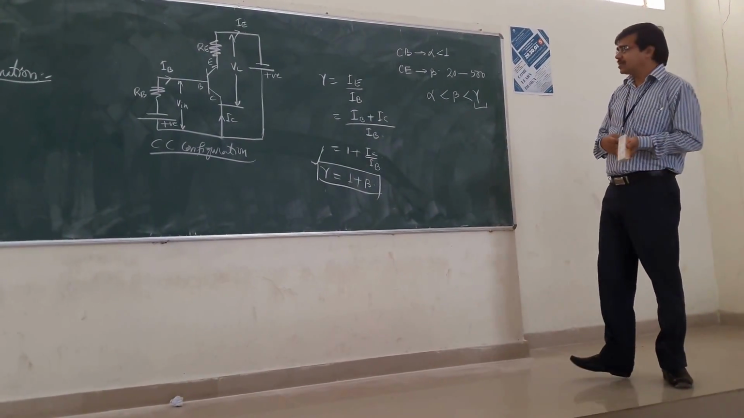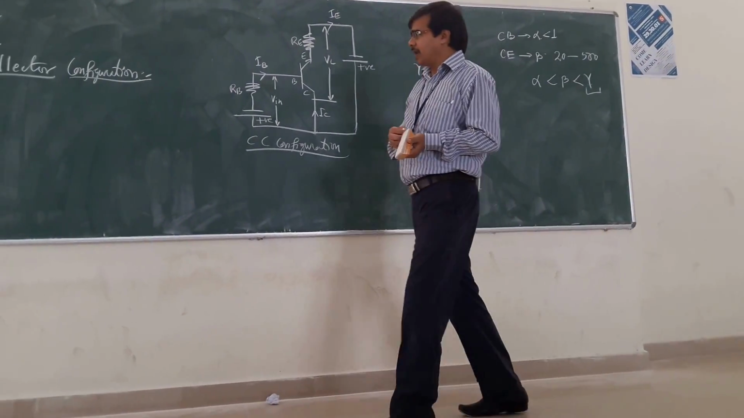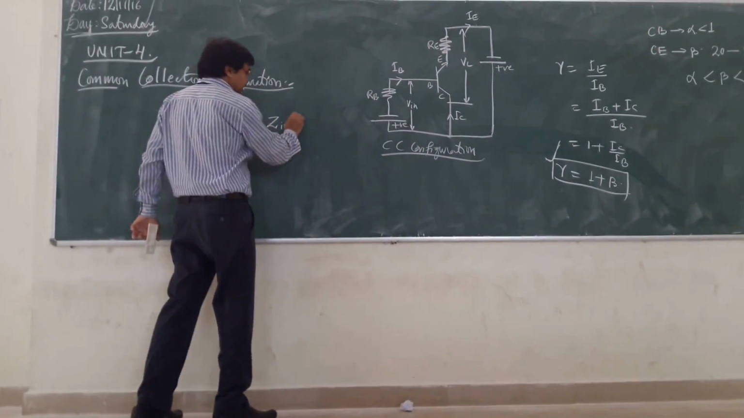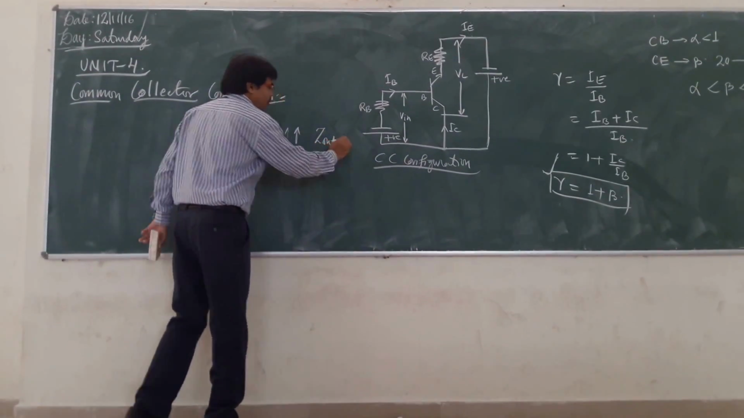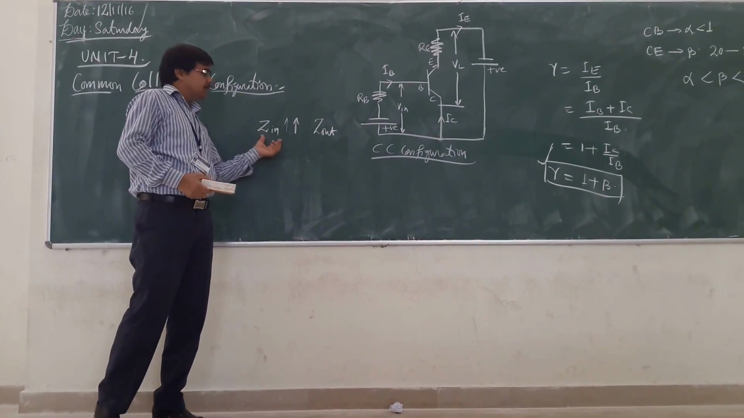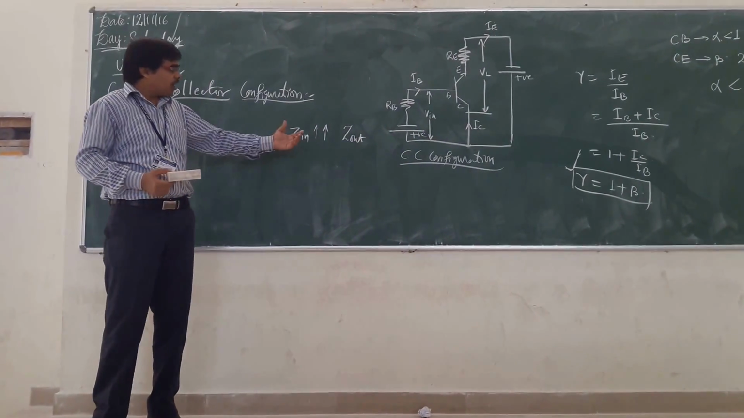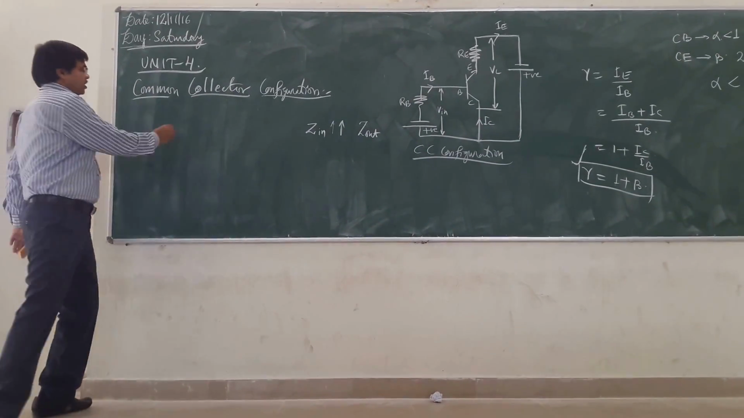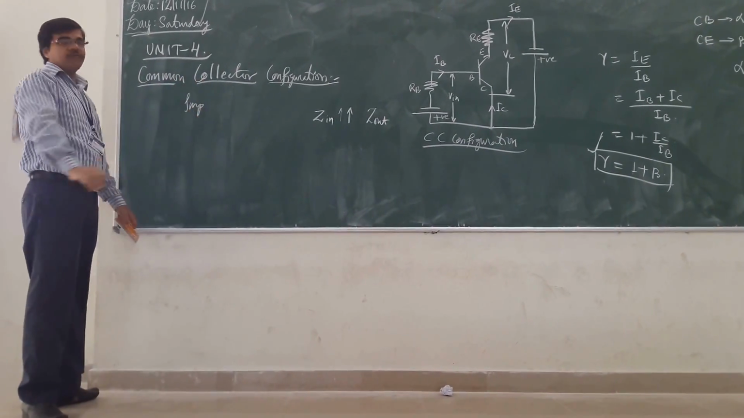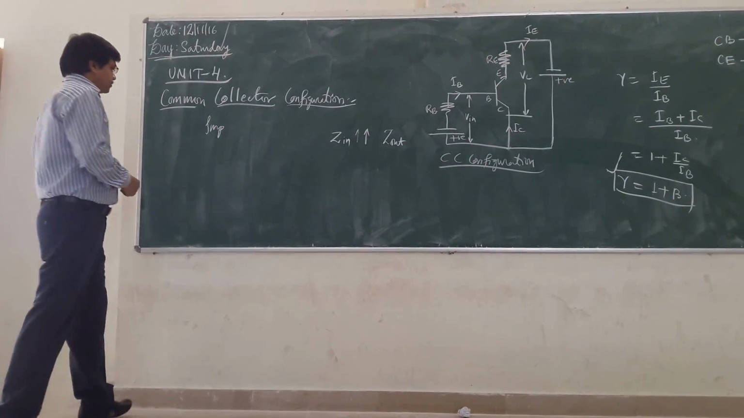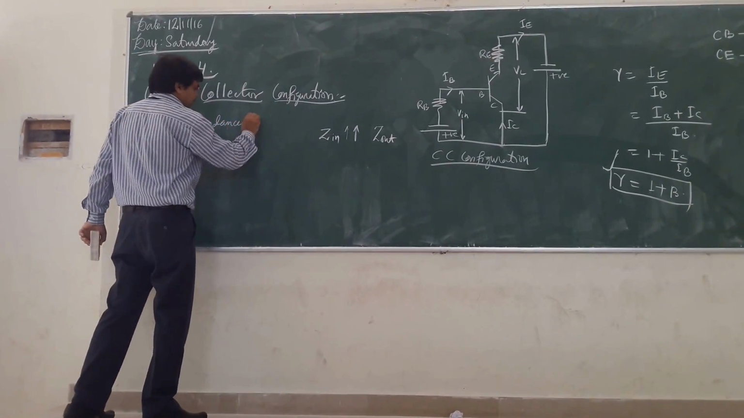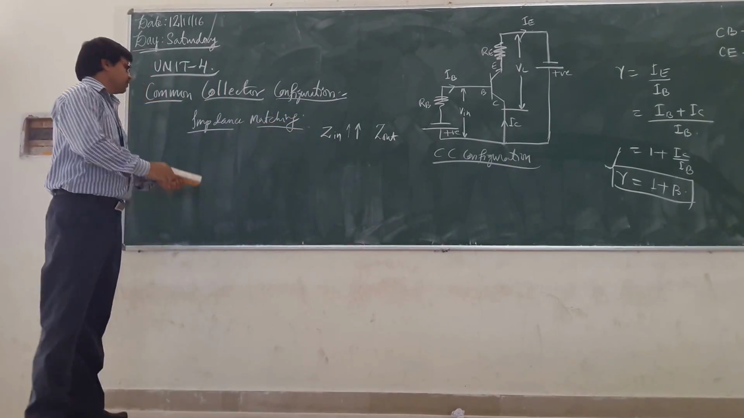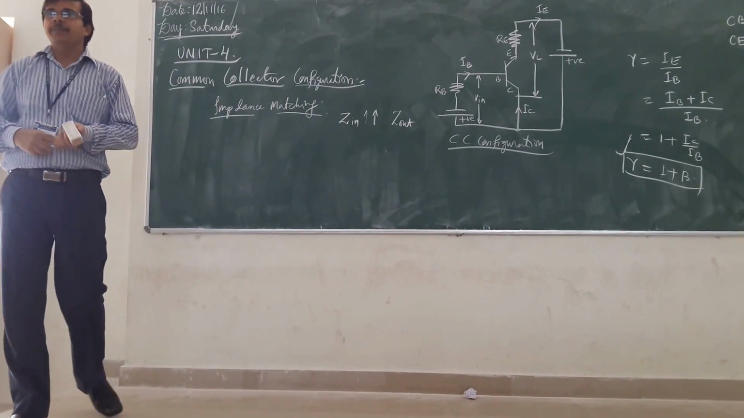If you see the common collector configuration, here you will have the input impedance much greater than your output impedance. As your input impedance is much greater than your output impedance, we are using the common collector configuration for impedance matching purpose. So the application of your common collector configuration will be for impedance matching.